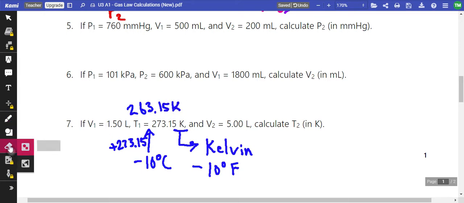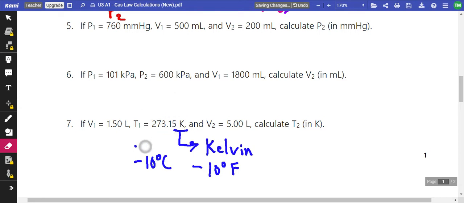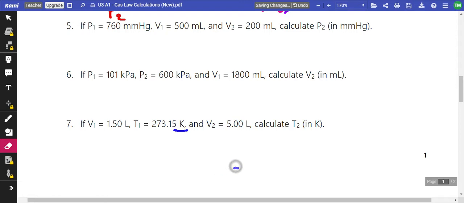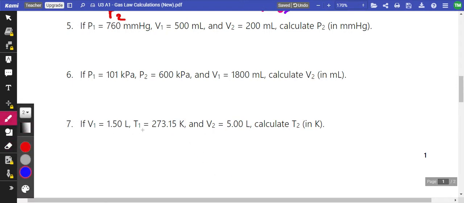Now we don't need to do any temperature conversions here, but just so you know, all your temperatures are always going to be in Kelvin. There's a reason why you're not going to see Celsius and Fahrenheit in these problems. It's because we're trying to avoid getting negative pressures and negative volumes. Otherwise, this doesn't make sense.